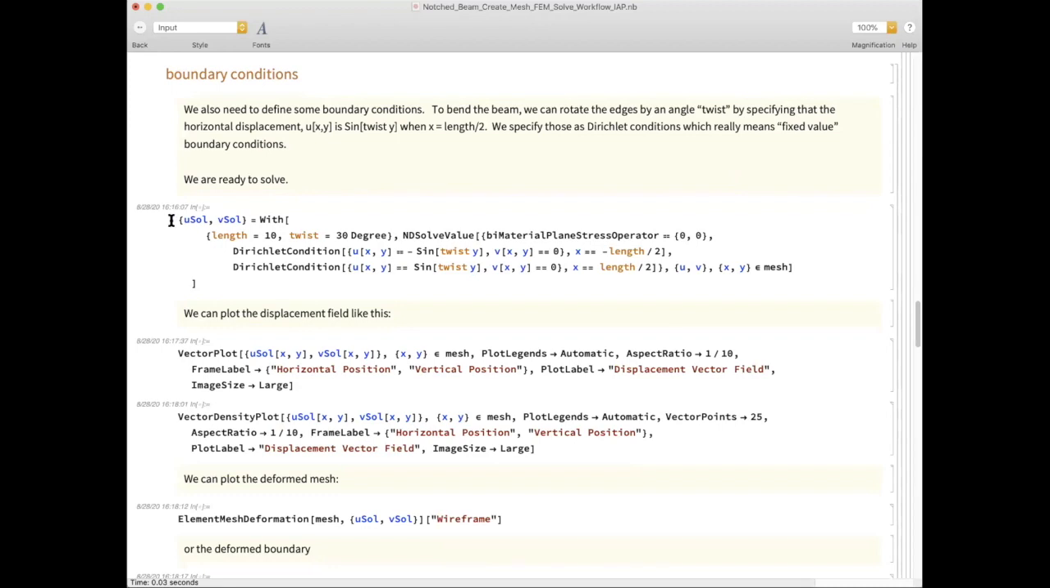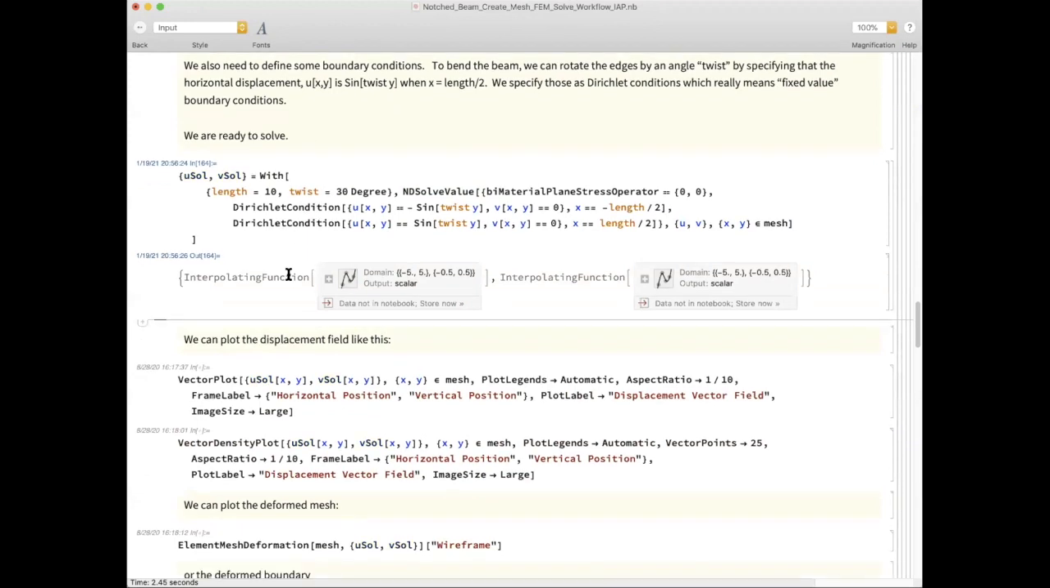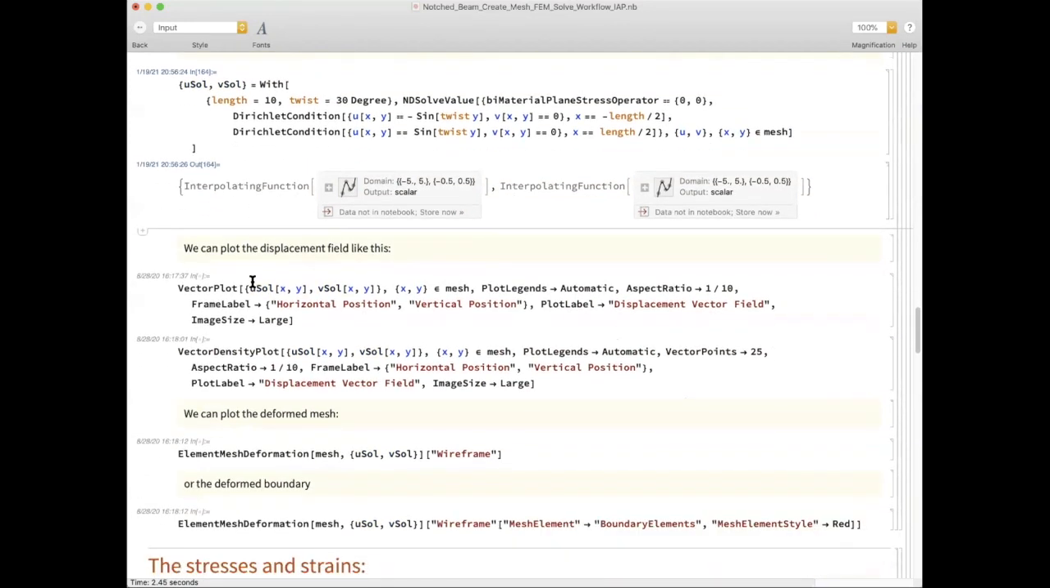What I'm going to do is say my solutions, U and V, which is my displacement field. I'm going to take the length of my beam to be 10, and I'm going to twist the beam by 30 degrees. I'm going to solve this equation on this finite element mesh for the displacement field U and V. I'm now solving this on roughly 41,000 elements, and I get two numerical functions for my displacement fields. So let's take a look and see what that looks like.